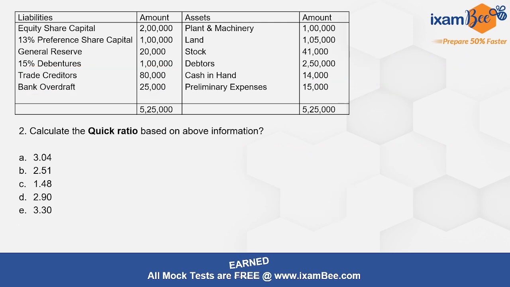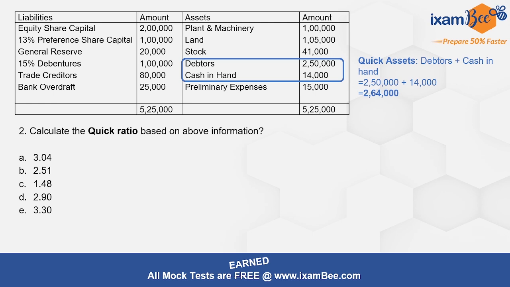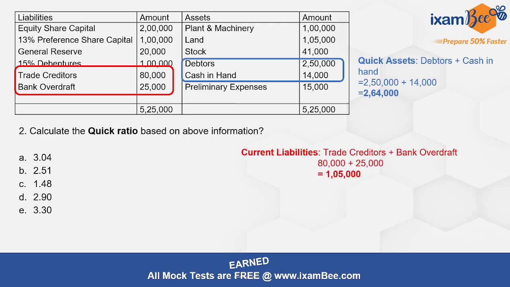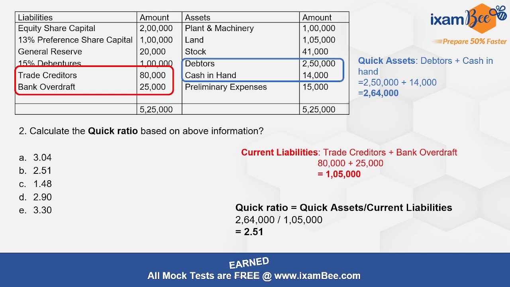Now we have to calculate the quick ratio. The formula to calculate the quick ratio is quick assets upon current liabilities. So the difference between quick asset and current asset is quick assets are highly liquid as compared to current assets. Quick assets generally excludes stock and prepaid expenses. So we will be considering only debtors and cash which are highly liquid while calculating the quick assets. So the total comes to around 2,64,000 and the current liability will remain the same, that is trade creditor and bank OD, which is 1,05,000. In this scenario, the quick ratio comes to 2.51. So B is the correct choice.